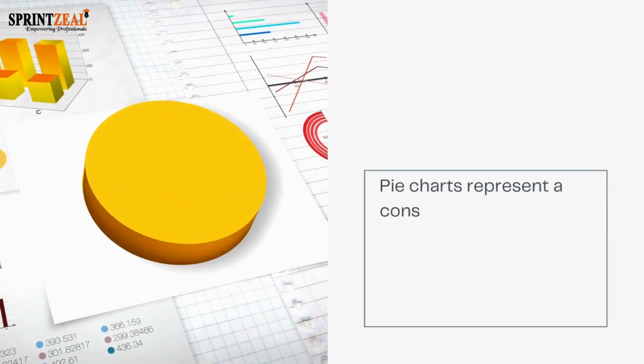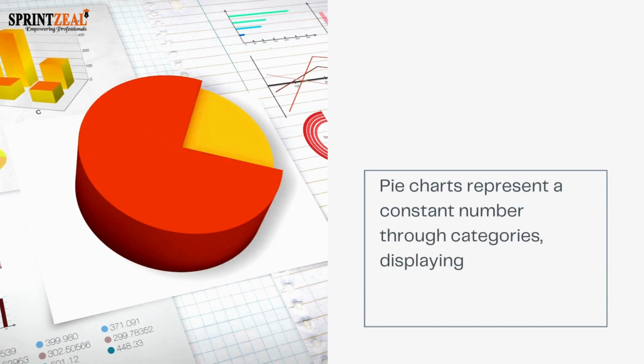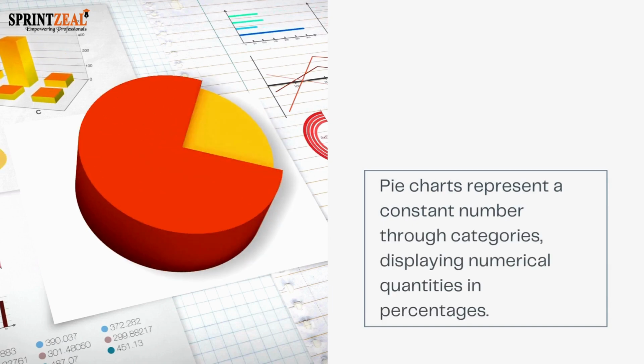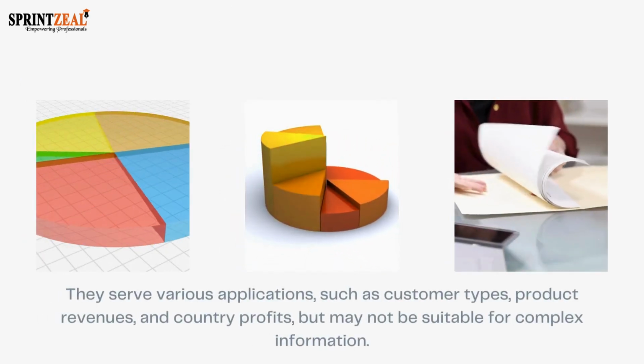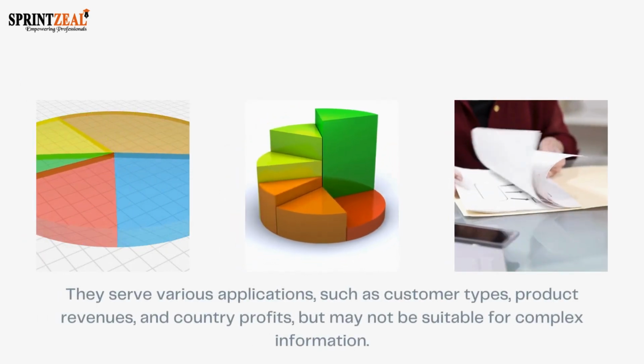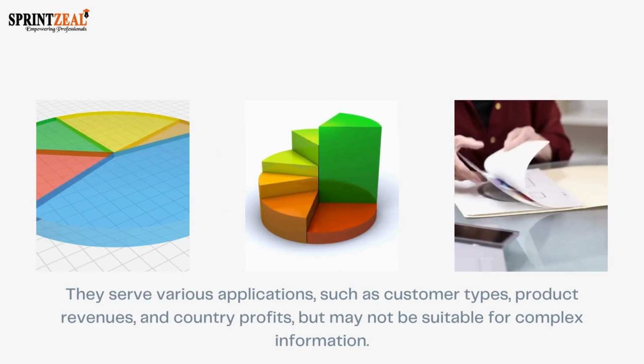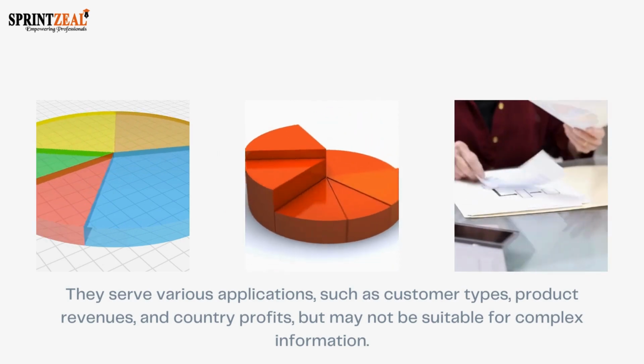Pie charts. Pie charts represent a constant number through categories, displaying numerical quantities in percentages. They serve various applications, such as customer types, product revenues, and country profits, but may not be suitable for complex information.